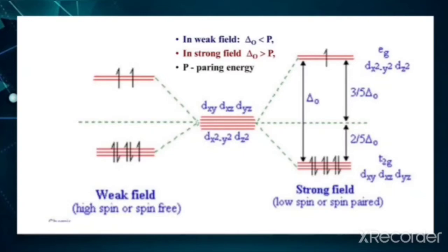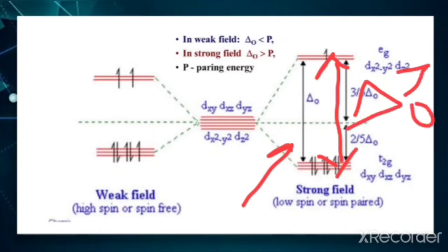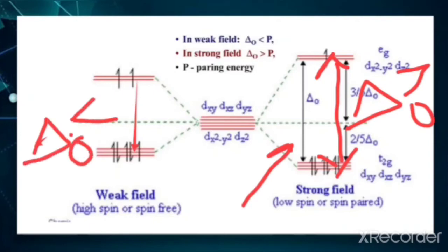So when you compare these two cases, this is the case for strong field. You can see there is greater splitting. That means there is a greater value of delta 0. But in the case of the weak field, this splitting is less. That means the energy gap, which is represented by delta 0, is less. So the splitting is quite lesser when there are weak field ligands, but the splitting is greater when there are strong field ligands.